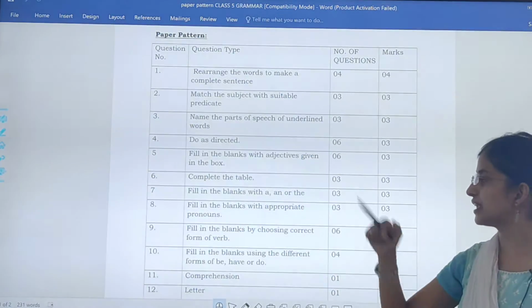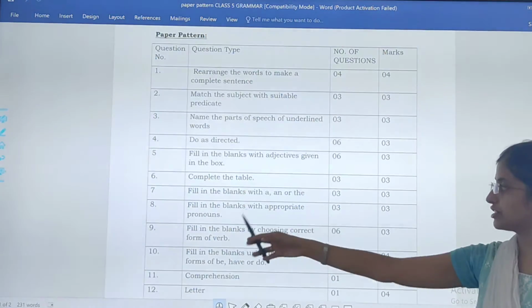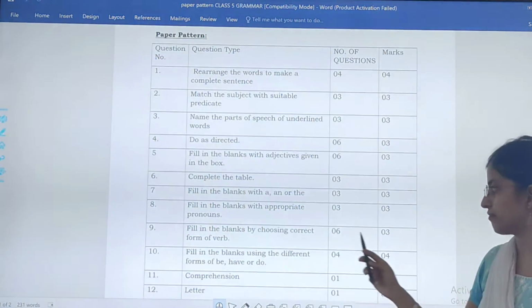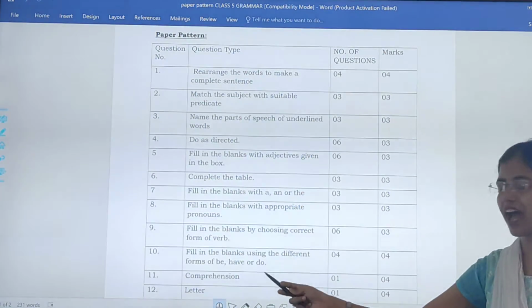Fill in the blanks with a, an or the. Fill in the blanks with appropriate pronouns. Fill in the blanks by choosing the correct form of verbs. Fill in the blanks using the different forms of be, have or do.